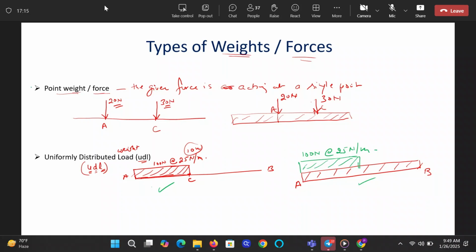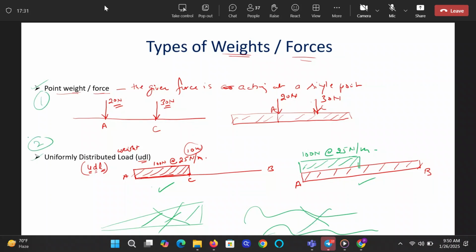Now, these are the only two types of forces we'll be dealing with. There can be weights like this. There can be non-uniform weights loaded on the beams, but we are not going to deal with them. We are only going to deal with 1 and 2. So guys, we have done what the types of beams are and what the types of forces are that can be loaded on the beam.